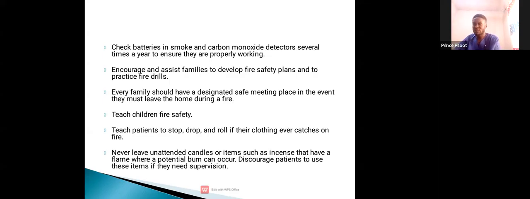Teach children fire safety, and teach patients to stop, drop, and roll if they ever catch fire. Never leave candles or items such as incense that have a flame unattended, whether or not a potential burn can occur. Then discourage patients from using items like these if they need supervision.